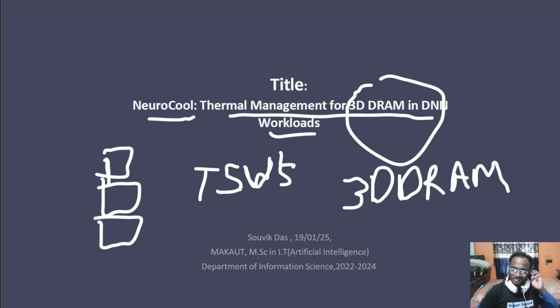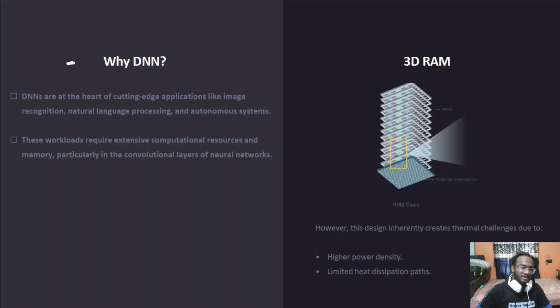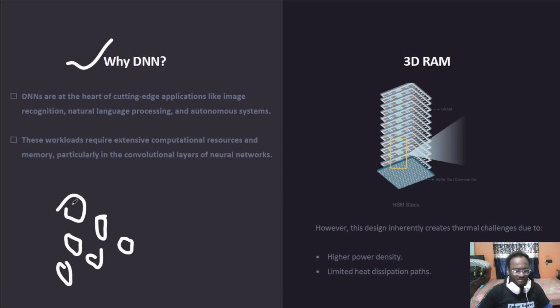Coming to the next thing, we have to understand why DNN. First of all, deep neural networks are computationally very intensive because they have several neurons, several hidden layers, several output layers, and several biases and perceptrons. So it is computationally intensive work requiring efficient memory systems.